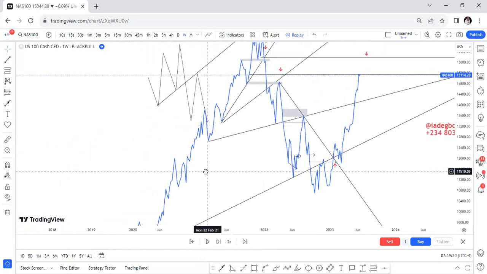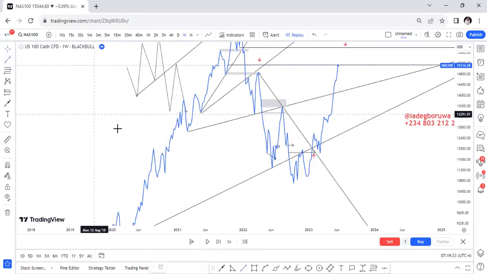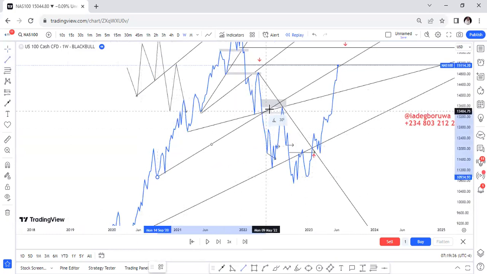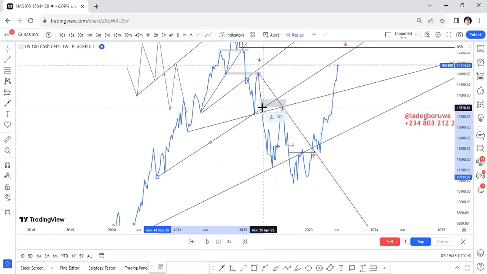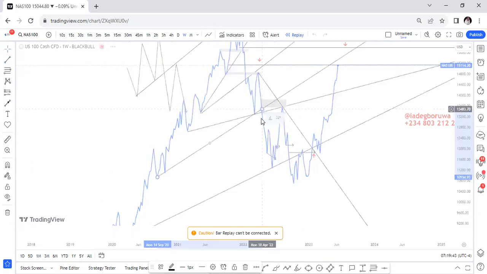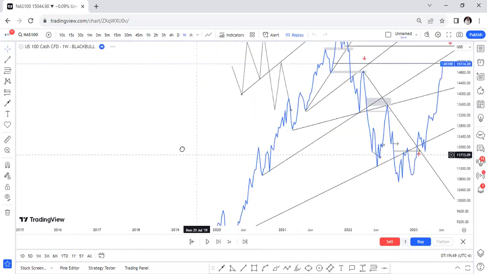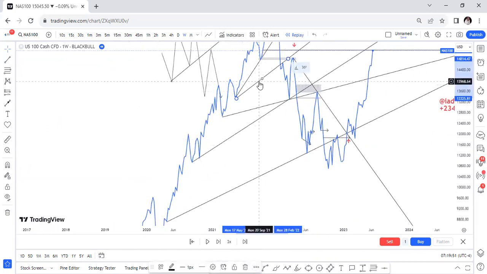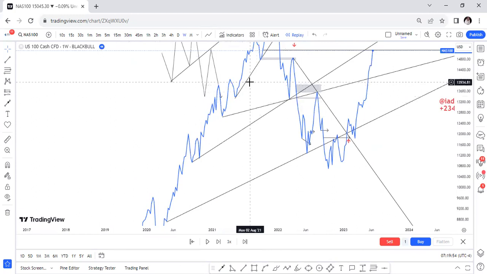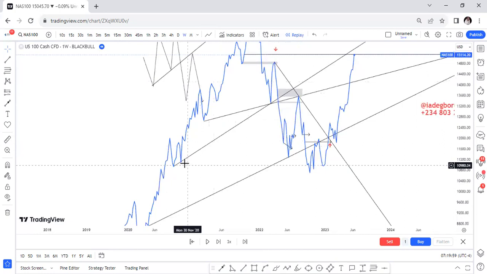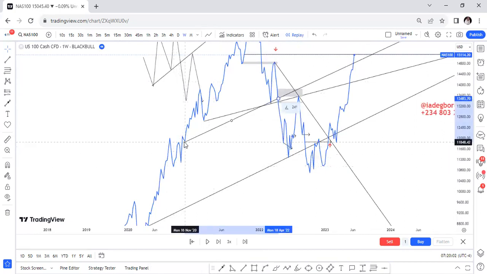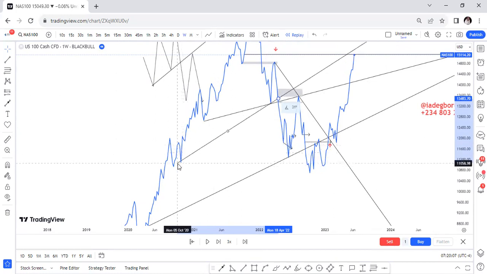Targeting this place, another point. This place or this place. Let me remove this so that it will not be too cluttered. That this place.